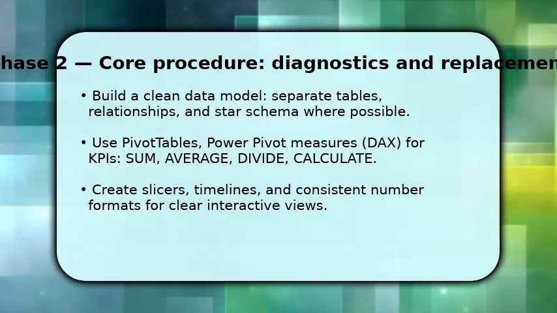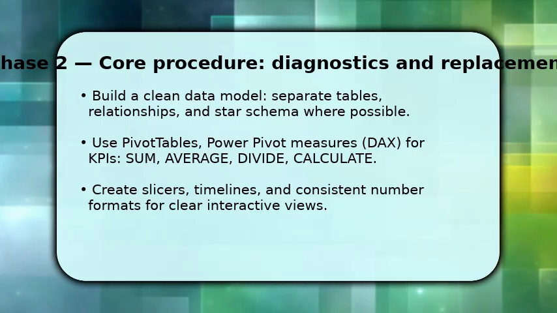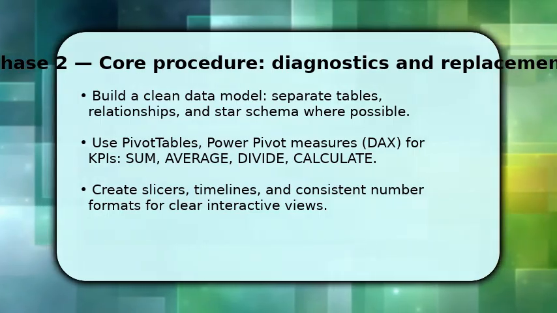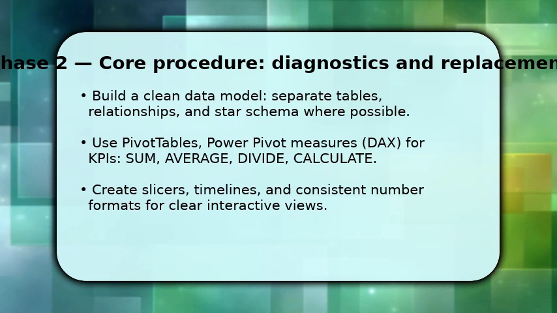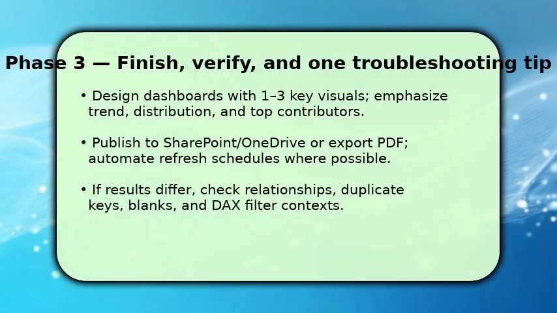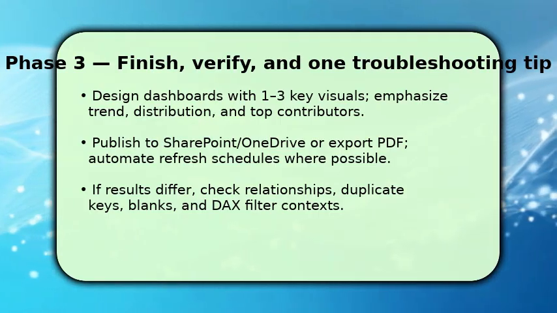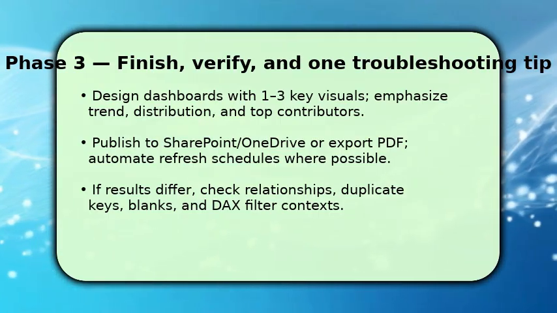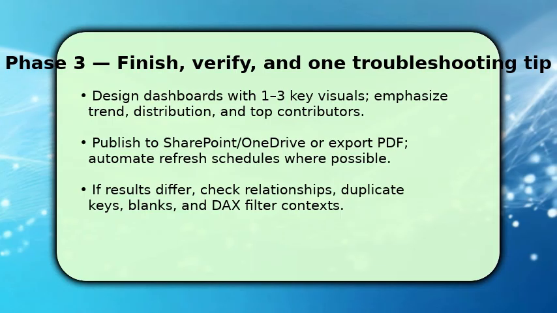Once measures exist, add slicers and a timeline for quick segmentation, and set consistent number formats so stakeholders instantly understand a dollar amount. You finish by building concise dashboards and preparing delivery. Limit visuals to one to three key charts: trend, distribution, and top contributors, so decisions follow quickly.